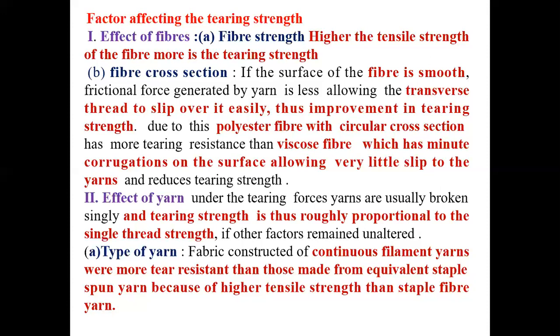Similarly, if you consider the case of polyester and viscose, there are two things. The first thing is that the viscose cross section is almost a serrated, or you can say corrugated, surface. Okay, that means this will not allow the yarns to slip.